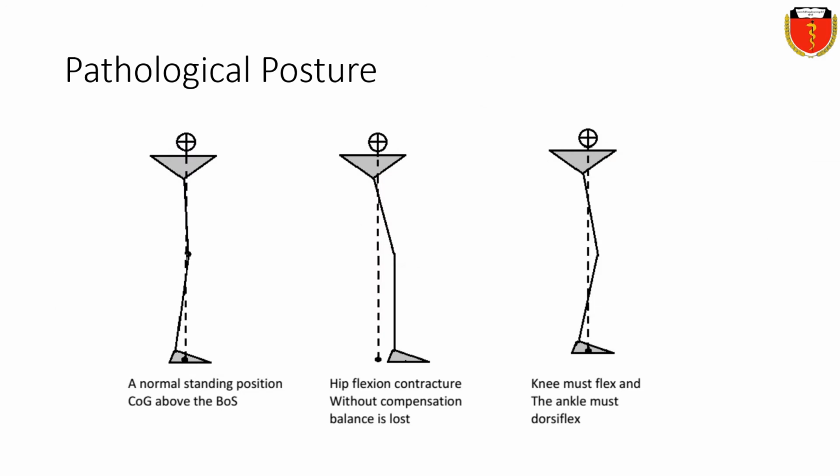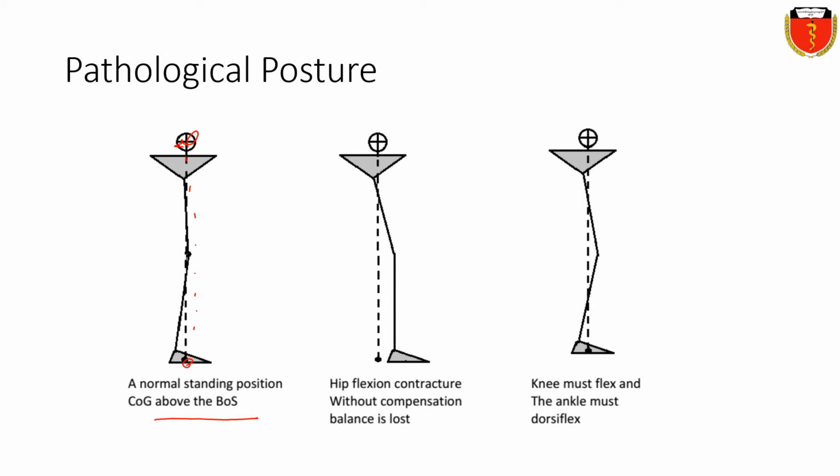Okay, now it comes to the pathological posture. So now we look at the knee joint itself. The pathological posture is not only caused by the knee pathology or knee deformity itself, but can also be caused by the proximal joint. In this picture, we look at the normal standing posture, where the center of gravity line falls just over the base of support.